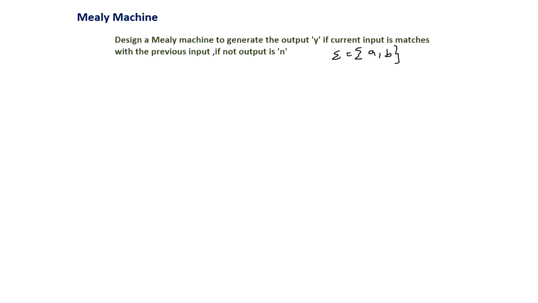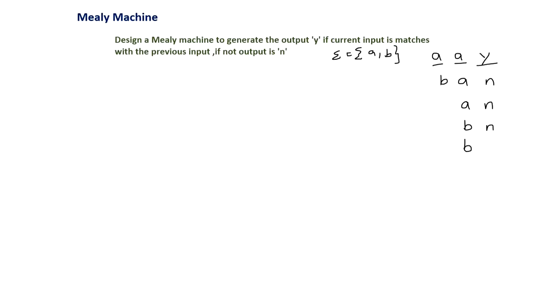So according to the question, the output is Y when the current input matches with the previous one. That means if the current input is A and previous input is A, then only output is Y. And suppose the current input is A and previous input is B, it is not matched with the previous input, so output should be N. If the input is only A, there is no previous element, so definitely the output is N. If the input is only B and there is no previous element for it, output should be N.